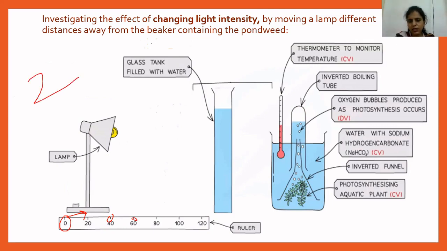Count the number of oxygen bubbles produced in 1 minute and take this type of reading at least for 2 minutes at every distance. Then you can find the average of these 2 readings to get the mean value, the mean number of oxygen bubbles produced at every distance.